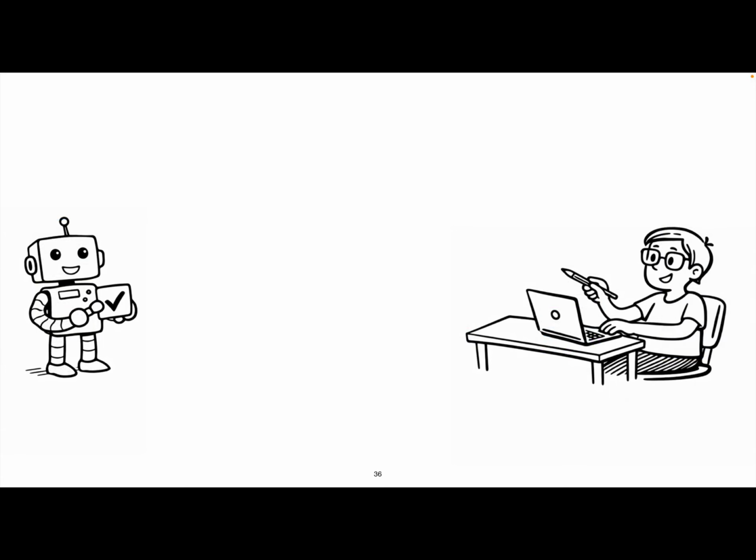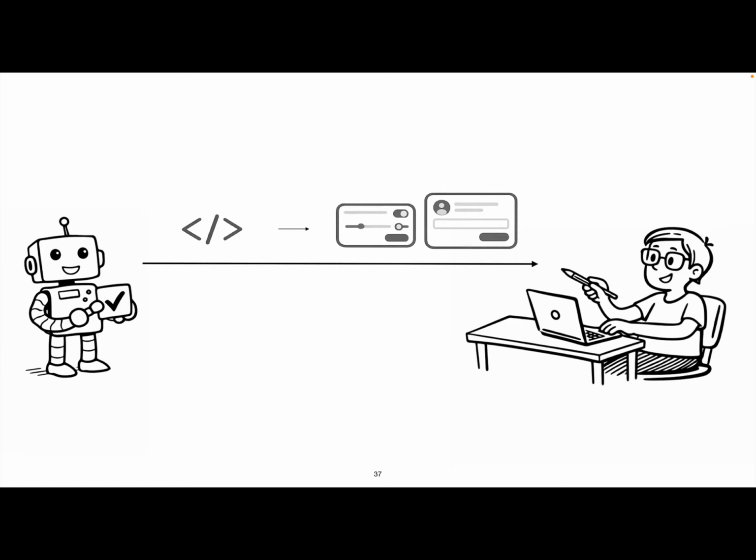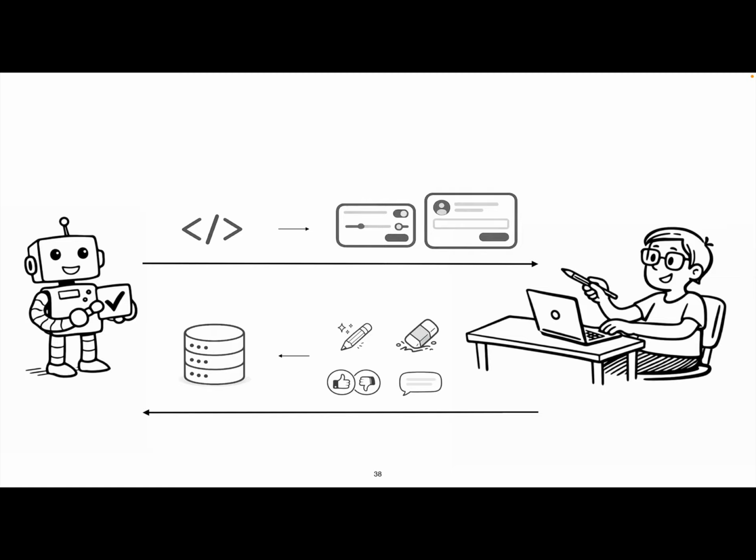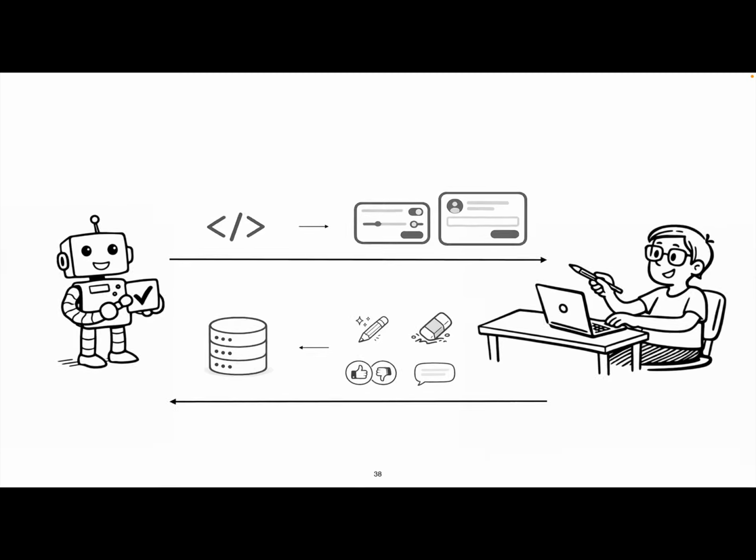Okay, so to wrap up, let's get back to this cartoon. In this paper, we introduced an approach where designers can directly train UI generation models. We developed a pipeline where LLM code was rendered and presented to designers for feedback. Then their feedback was used as training signal for model improvement.